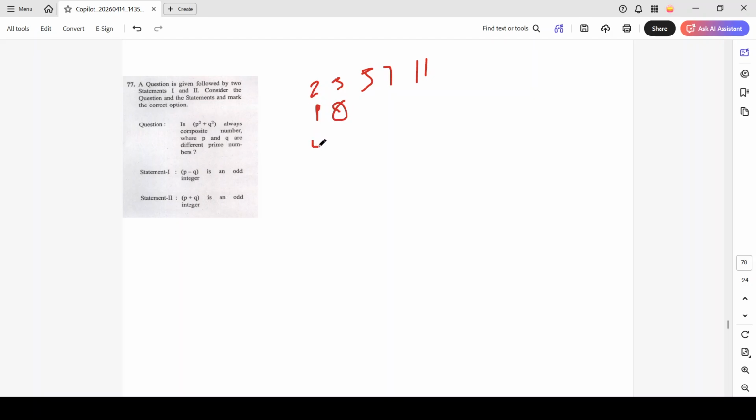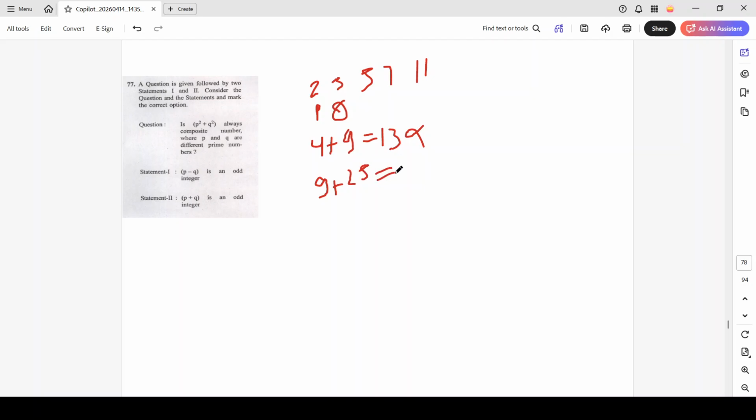2 squared is 4 and 3 squared is 9. If I just sum these two numbers, then what will it become? 13. This is not a composite number. If I take it as 3, 3 squared is 9 and 5 squared is 25.